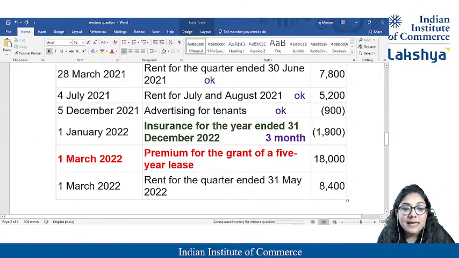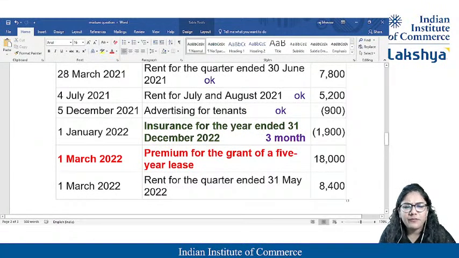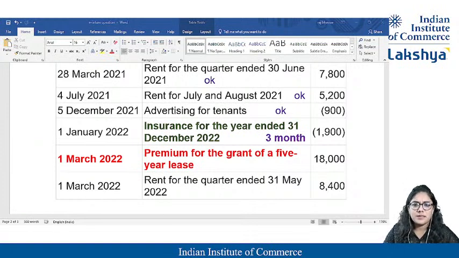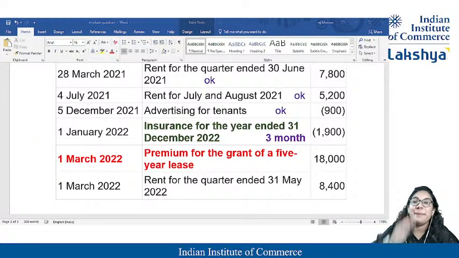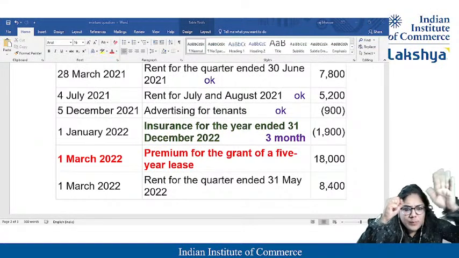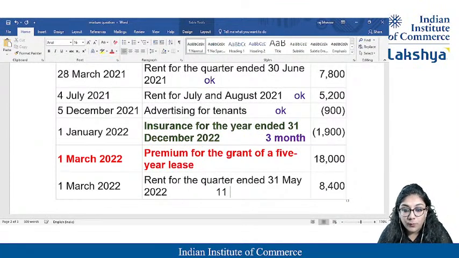And the last, guys: rent for the quarter ended on 31st May 2022. You received rent for the quarter. Quarter ended on 31st May. Students, if the quarter is ending on 31st May, that means it will be from when? How many months will it be for me? Is it only 1 month? Like next May? Okay, May 22, we are not concerned. We are concerned till 31st March. So March, April, May: 2 months I don't want. Only for 1 month I want. It's month only, not months.